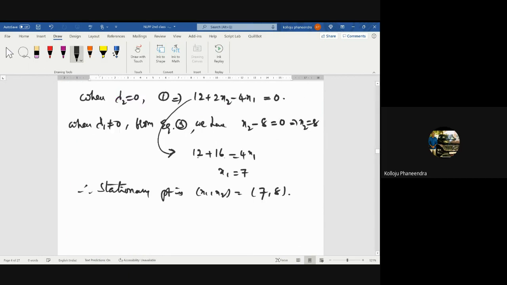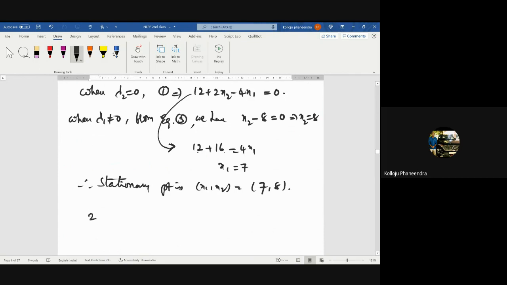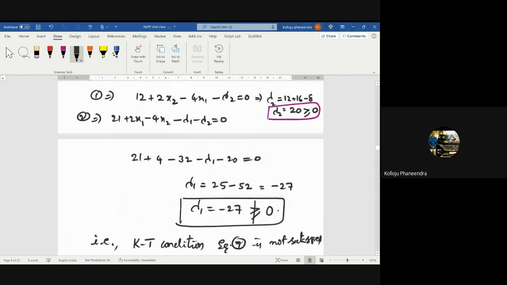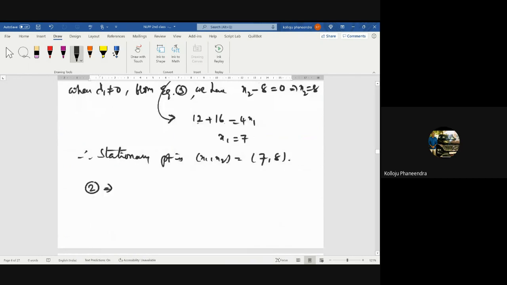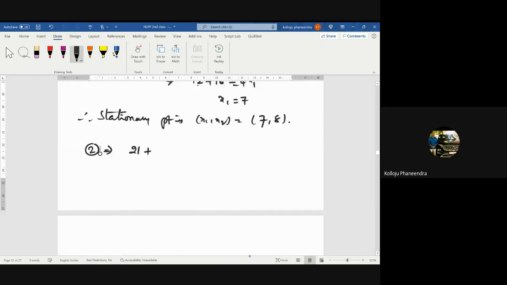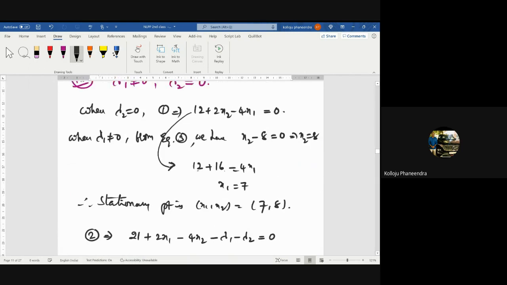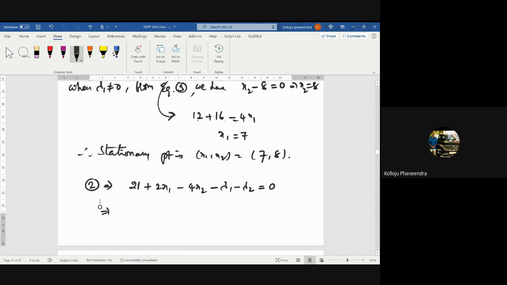Now, with this, I have to find lambda 1 and lambda 2. Substitute this in equation 2: 21 plus 2x1 minus 4x2 minus lambda 1 minus lambda 2 equal to 0. Already I know lambda 2 equal to 0, so I have to calculate lambda 1. 21 plus 2x1, which is 14, minus 4x2, which is 32, minus lambda 1. So 35 minus 32 is 3, greater than or equal to 0. Lambda 1 is positive, right? Any corrections?